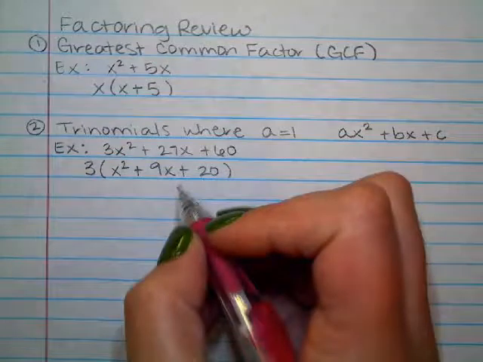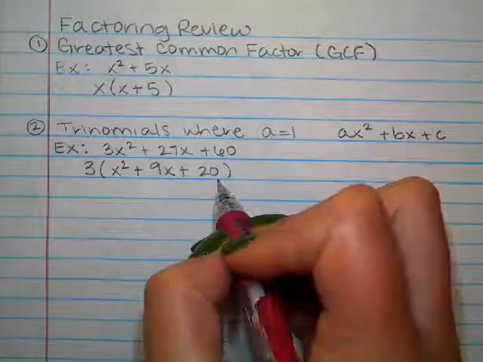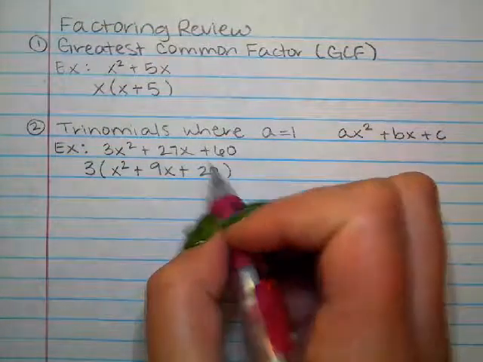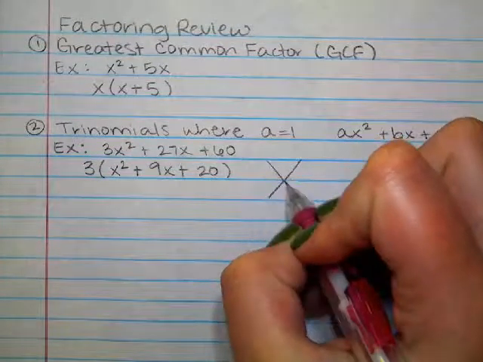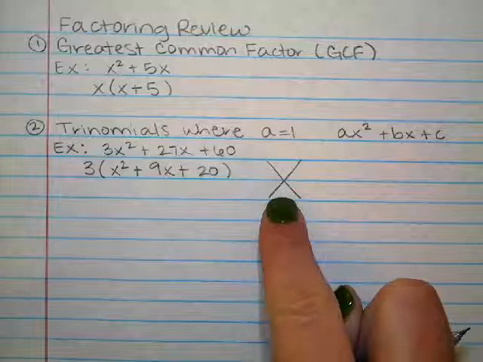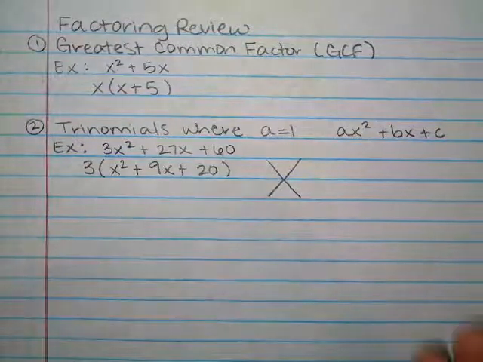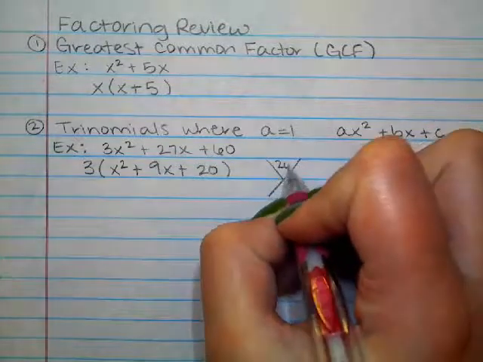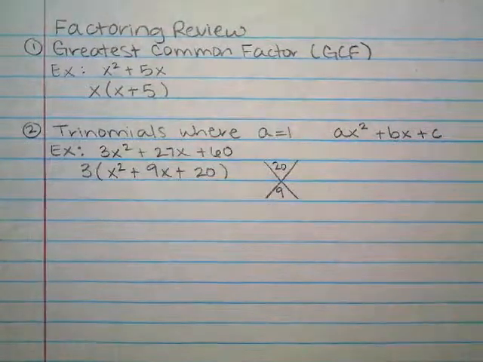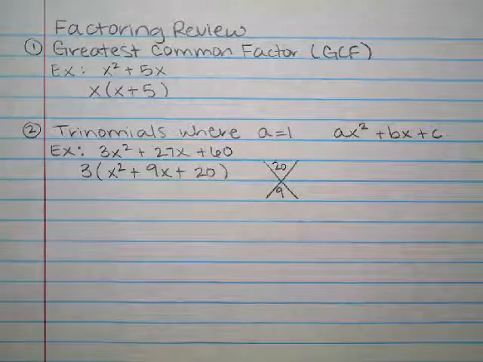So to factor a trinomial like this, we're going to look for two numbers that multiply to 20 but add to 9. And when I work on a problem like this, I organize my information in an X. You can do that if you want. You don't have to. Some teachers do, some don't. So I'm going to multiply to 20, add to 9. And you might have already thought of the numbers. If you did, you can write them down.